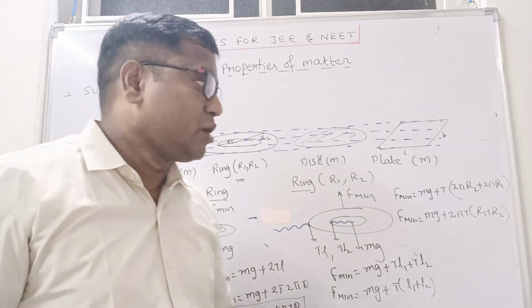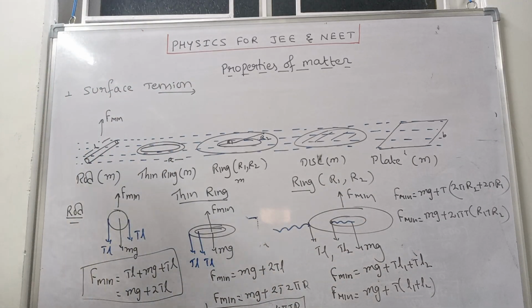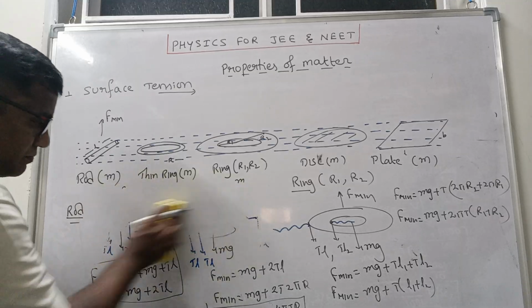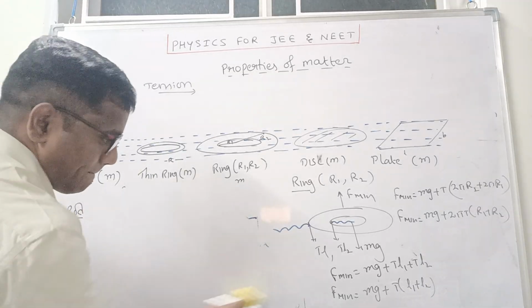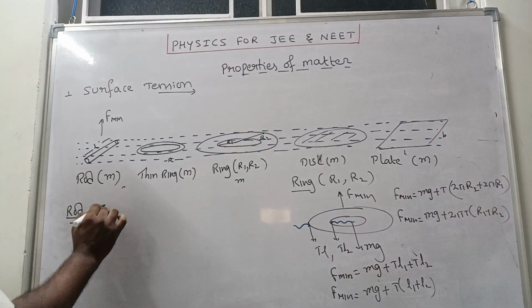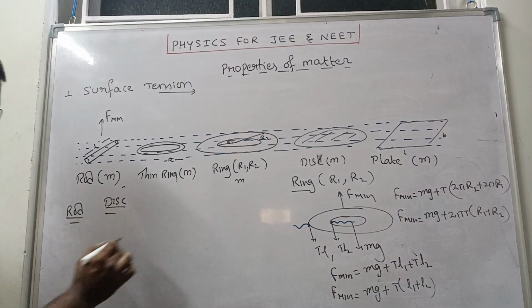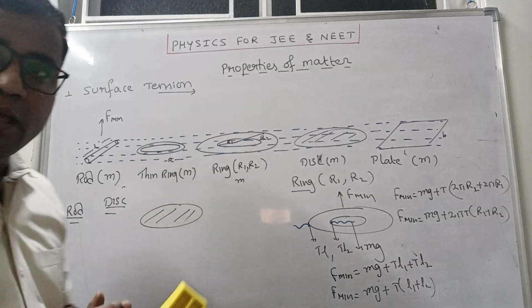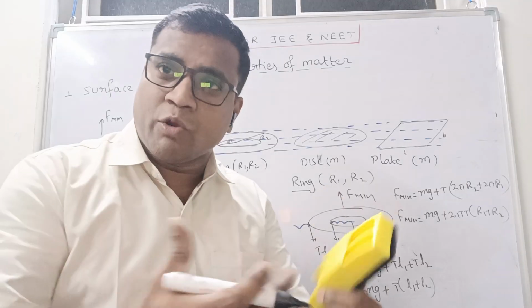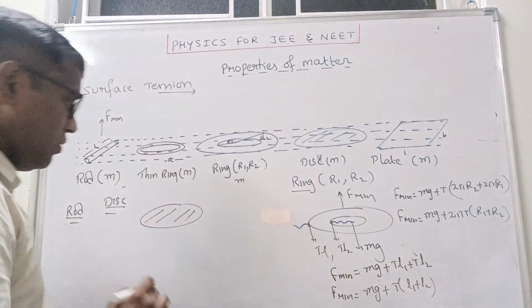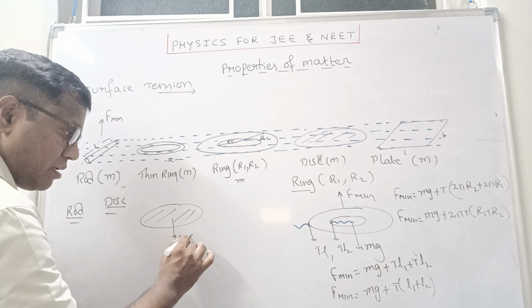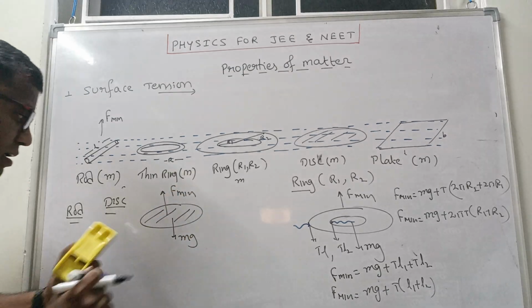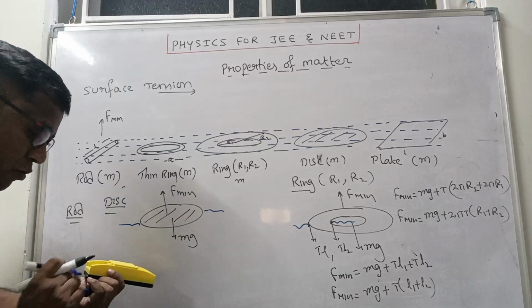Am I clear? Now we'll see the disc. Here I will arrange. There is no other option for us, right? So I will arrange here. See the disc. The disc is this one. And now you tell me how many contact areas are there? Only one contact, right? So now here downward mg, upward F minimum, and here liquid is there throughout the outer surface.